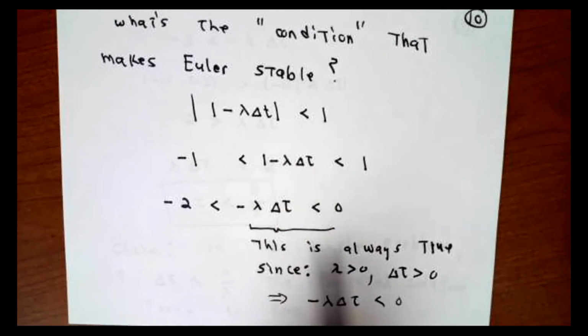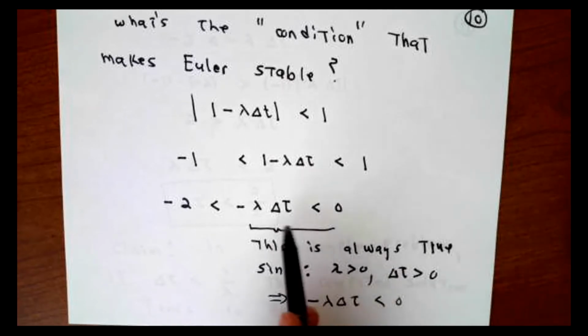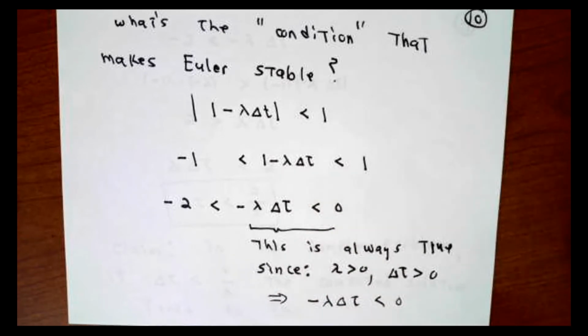Now, this part, negative lambda delta t less than 0, is always true. In our test problem, lambda is positive, delta t is positive, lambda delta t is positive, so negative lambda delta t is automatically negative. So this part of the inequality is not important to me.